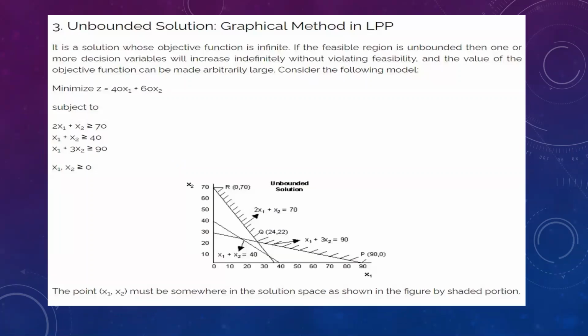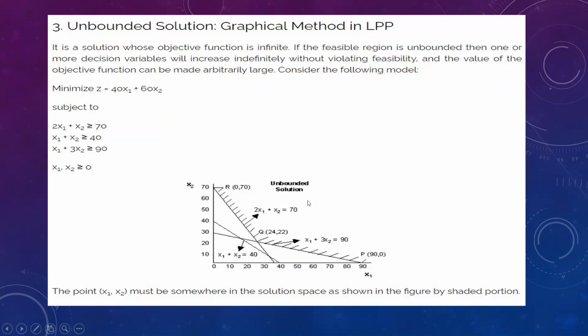In graphs, we can see this in a problem. It is given: minimize z = 40x1 + 60x2. But all the constraints have greater-than signs, so the region at the right-hand side of the line will be the solution. When we see the common area, the area beyond the shaded line PQR, there will be a solution. Any point you take that is farther, the larger your solution will be. So it is the unbounded solution.